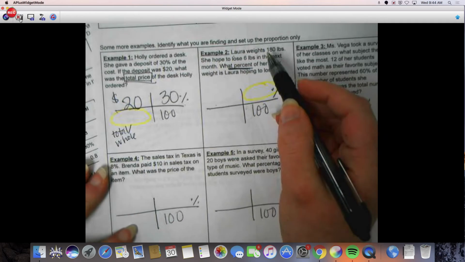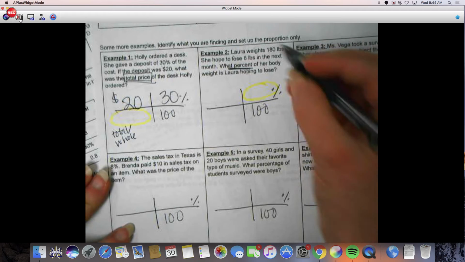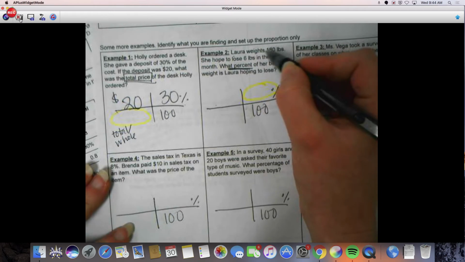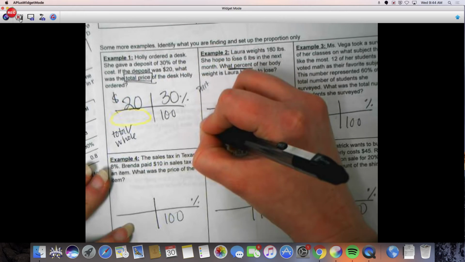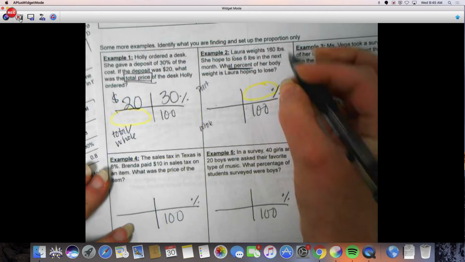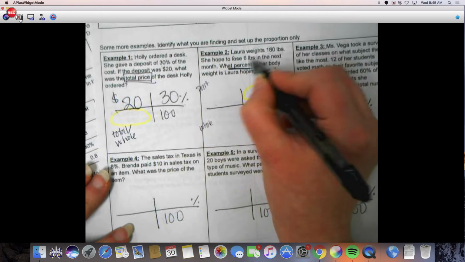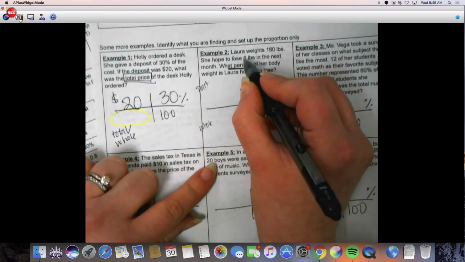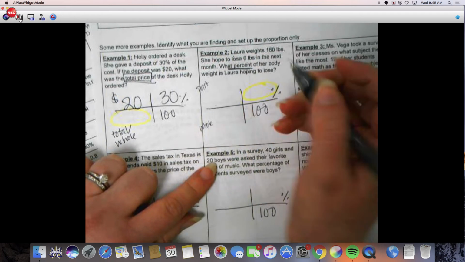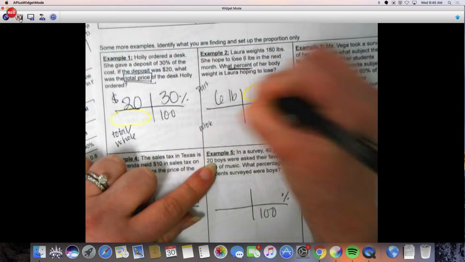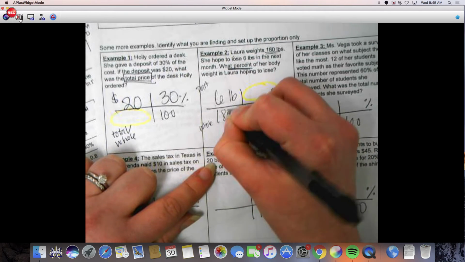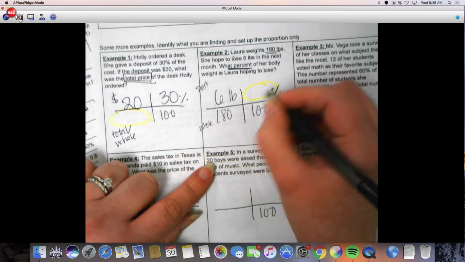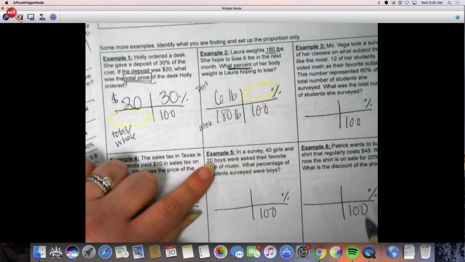You remember yesterday I gave you a little tip that when you have two numbers and you're doing part over whole, the part has to be smaller than the whole amount. So that should give me a hint of where these numbers go. But if she wants to lose 6 pounds, that's only part of what she weighs. So 6 pounds goes up here. Her total weight right now is 180. So we are trying to figure out what percent of her body weight she's trying to lose.